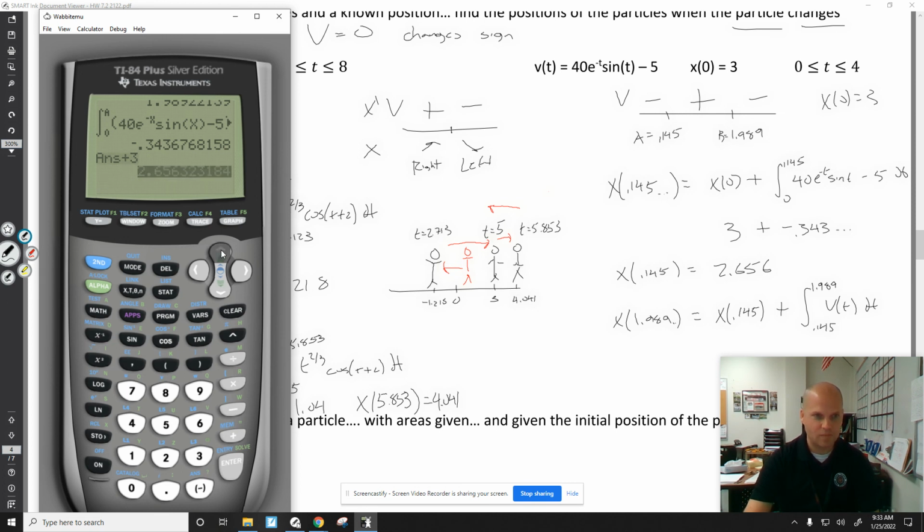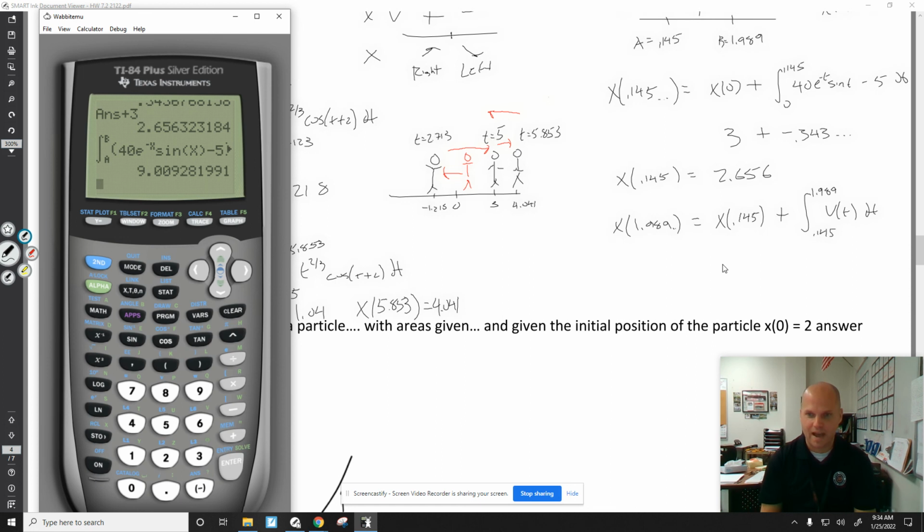So let's go grab this guy. And instead of 0 to B, I'm going to go from A to B. A is the 0.145 and B is the 1.989. This is great because this shows me how much I've moved to the right over this interval. It might help me describe my motion a little bit better.